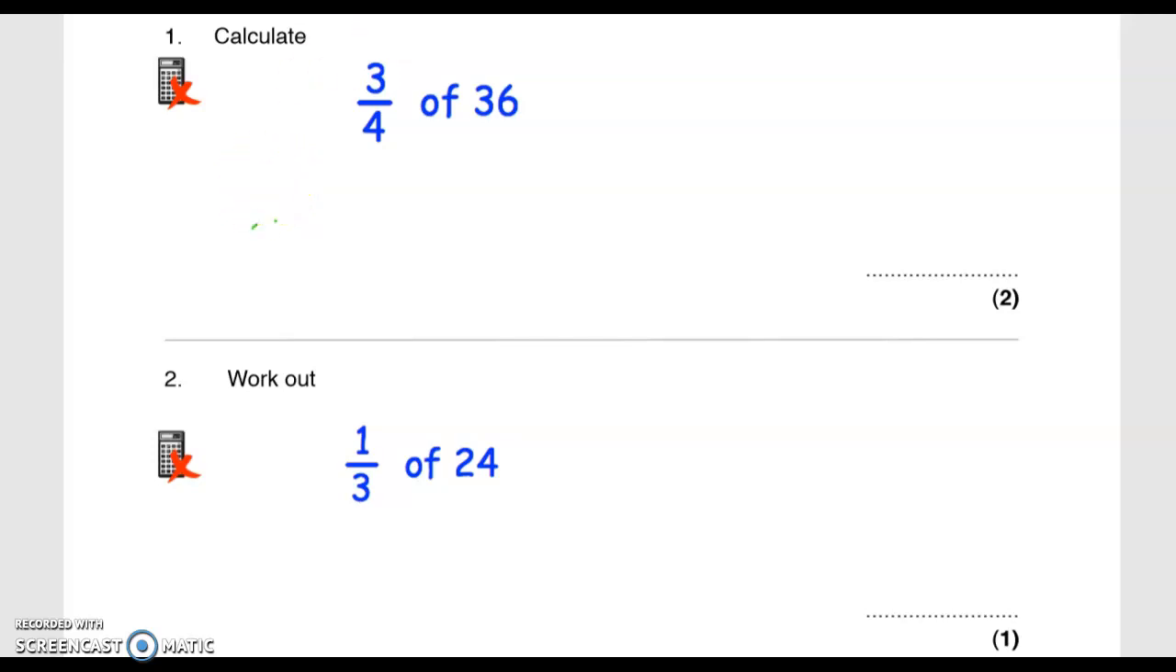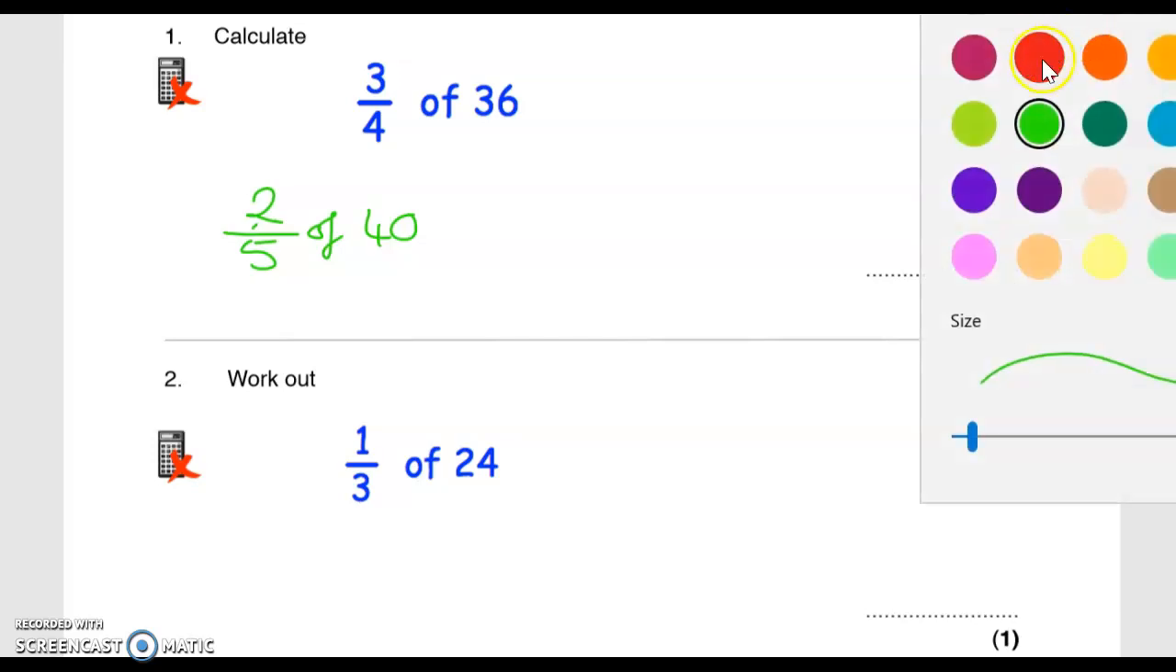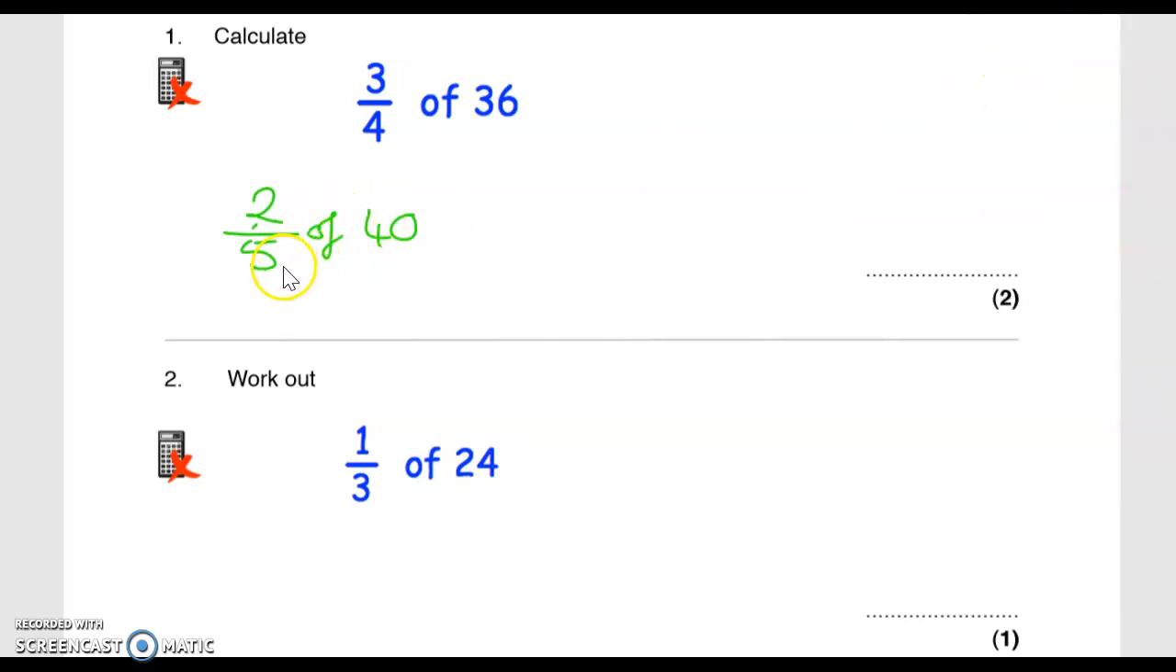Let's say I want to do 2/5 of 40. Now the thing to remember is that when you're finding a fraction of an amount, you're dividing the amount, which is this number here, by the bottom of the fraction and timesing by the top. You can do it either way round, but if you divide first, you're making the number smaller and then easier to multiply afterwards.